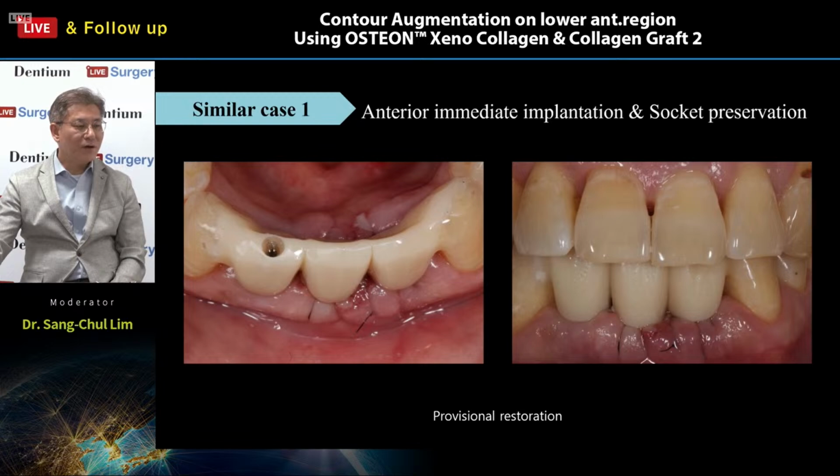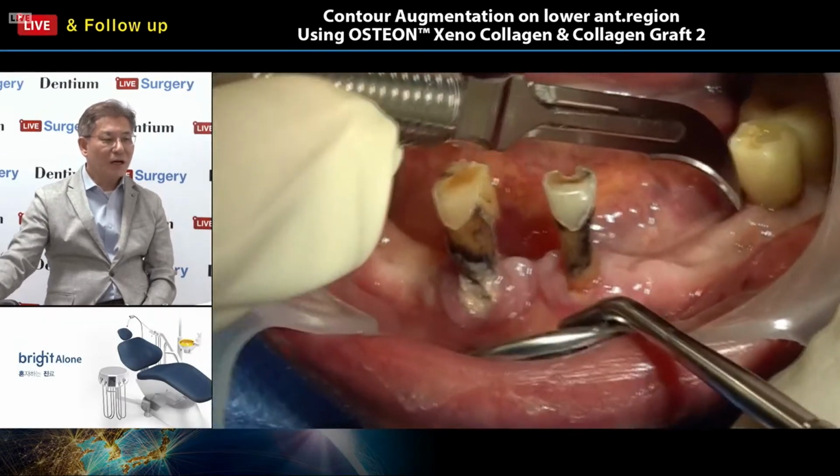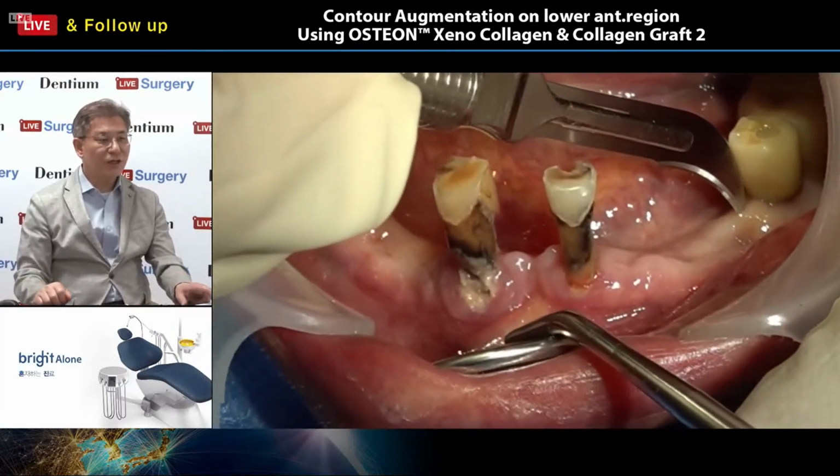Okay, and for the temporarization, only one tissue level Bright implant was installed and connected, and the other areas were bonded by a resin-bonded temporary restoration to the natural teeth, canine to canine. Okay, let's move to today's surgery.